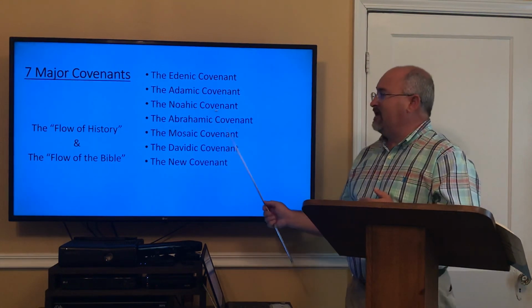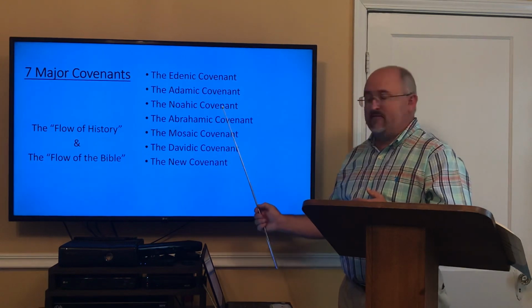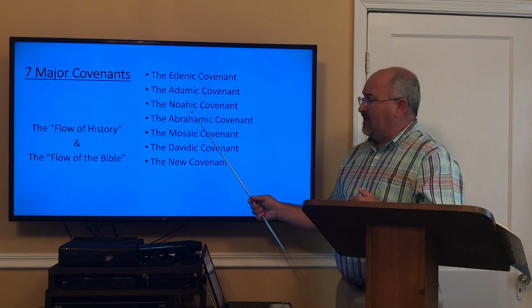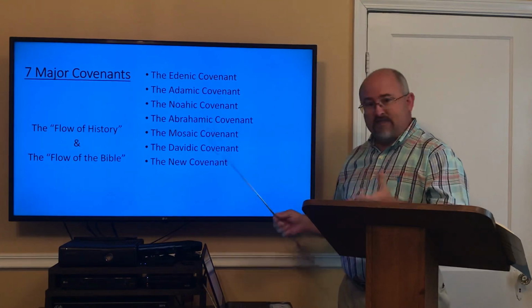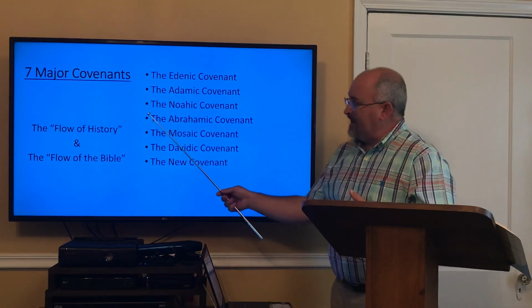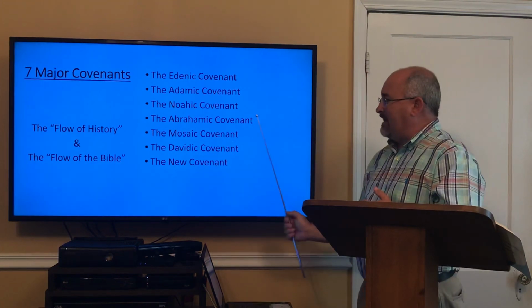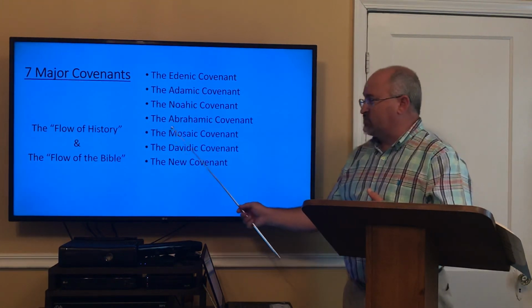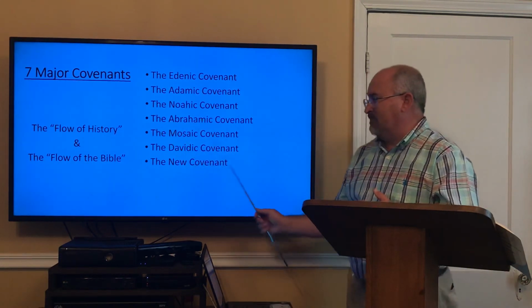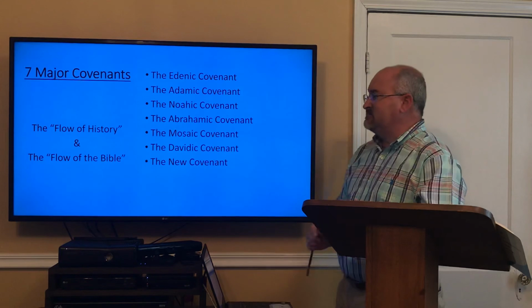So the Noahic covenant, Noah trusted God, and he found favor in God's eyes. As soon as he got off the ark, if you remember the story, he made a sacrifice to God and began to worship God. The next covenant we find is the Abrahamic covenant. Genesis chapter 12, verses 1 through 3. The very center of the Bible as far as time is concerned.